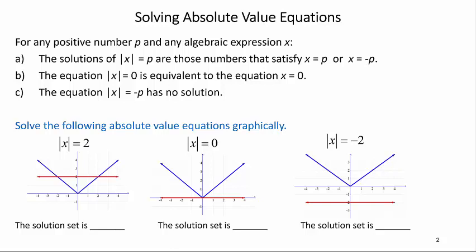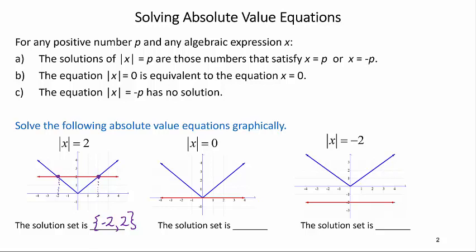In the graph, the blue graph is y equals absolute value of x. The red graph is y equals 2. If we say absolute value of x equals 2, we want to know where those two things intersect. I'm going to put a couple of dots on these intersections, right here and right here. What are the x values where that happens? Negative 2 and 2. So the solution set is negative 2 and 2.